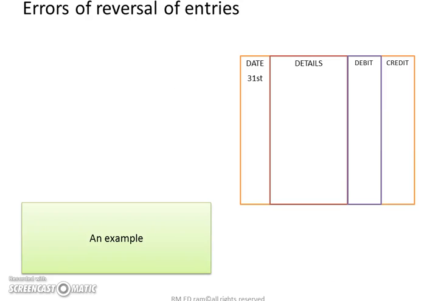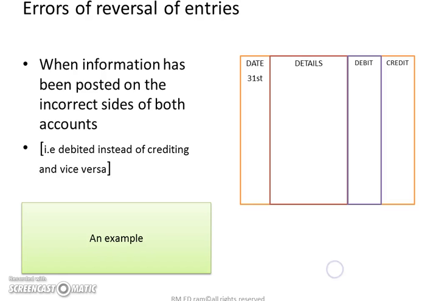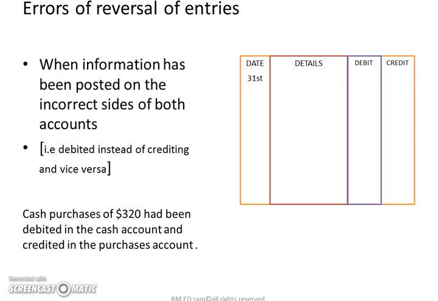Well, let's go to the error of reversal of entries. Now, error of reversal is when information has been posted on the incorrect sides of both accounts. In other words, you do have debits and credits, but you debited instead of crediting and vice versa. So, cash purchases of $320 have been debited in the cash account and credited in the purchase account.